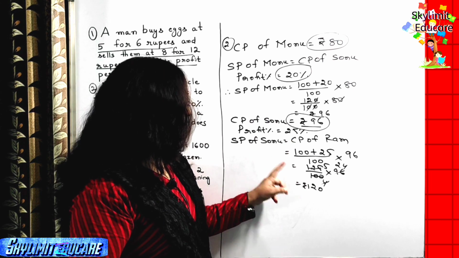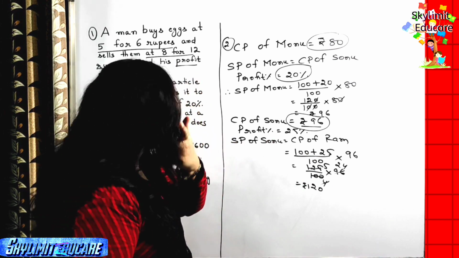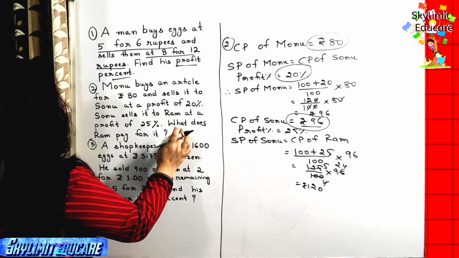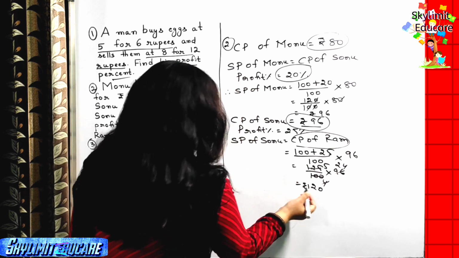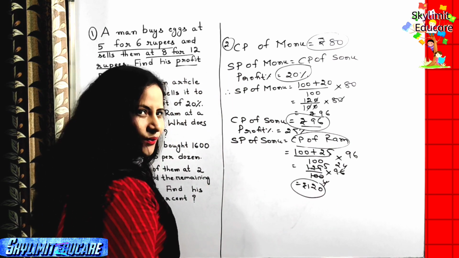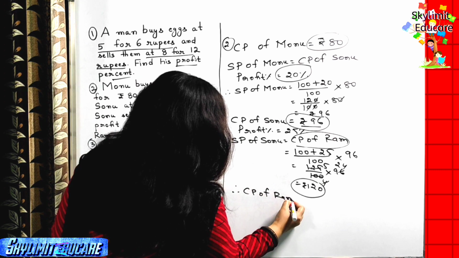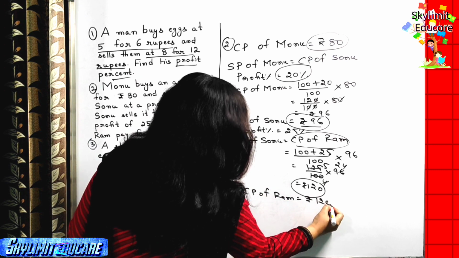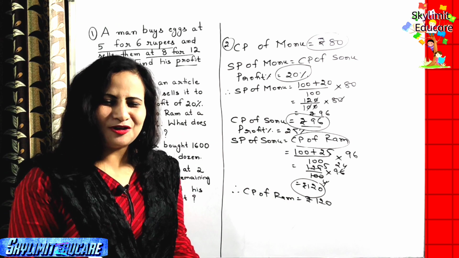Sonu sold the article for rupees 120 and Ram purchased the article at rupees 120, right? So here what you're supposed to find out is, what does Ram pay for it? That means what is the cost price of Ram? That is rupees 120 only. Therefore CP of Ram is rupees 120. Okay, so I hope students the idea is getting clear with you all.